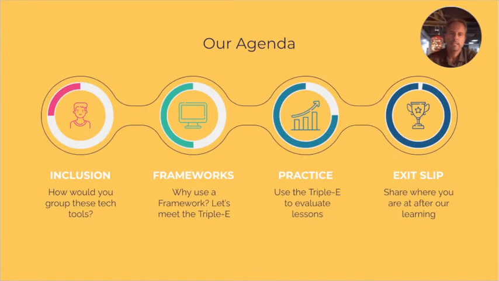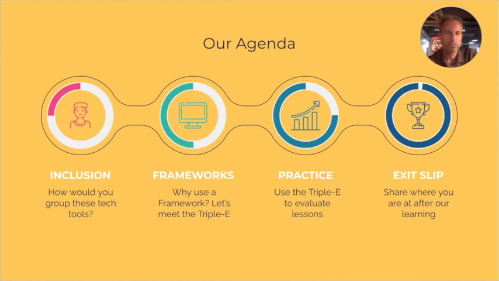So our lesson is broken up into 4 parts. We have an inclusion section. We have a section on frameworks and talking about them and why would we use them. We also have a practice section where we take the Triple E and we practice it against some lessons. And then we have an exit ticket. I'll go into those in a little more detail.